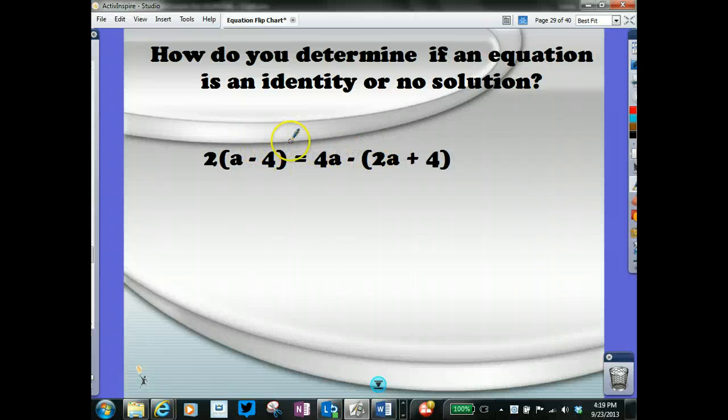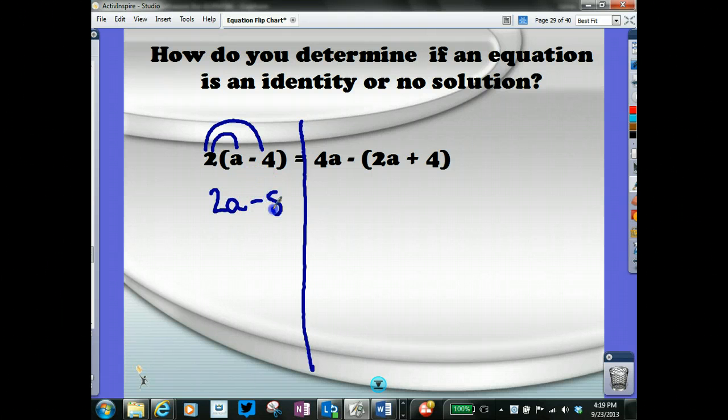Alright, so as I look at this problem, let's draw our line of scrimmage. And then the first thing I know I need to do, I've got to distribute 2 times the a. Then I distribute again 2 times the negative 4, paying attention to that negative. So 2 times negative 4 is negative 8, which equals 4a. Now here's where it gets tricky. Make sure you distribute your negative and not the 4a. So negative times 2a, minus 2a, negative times 4, negative and a positive, minus 4.